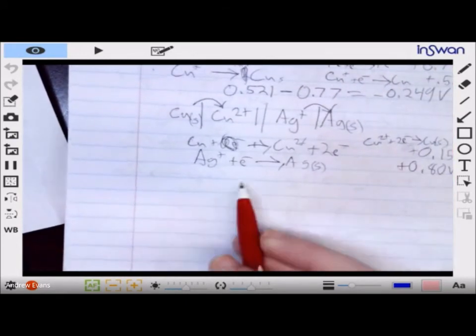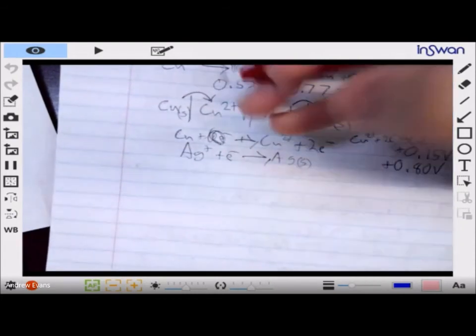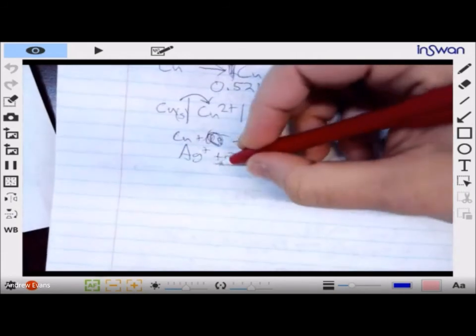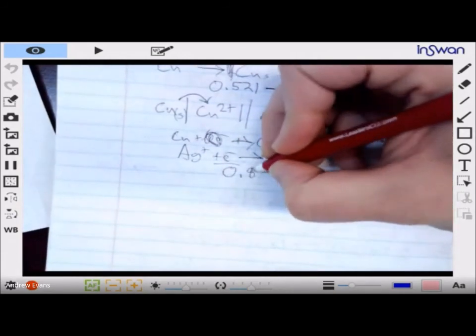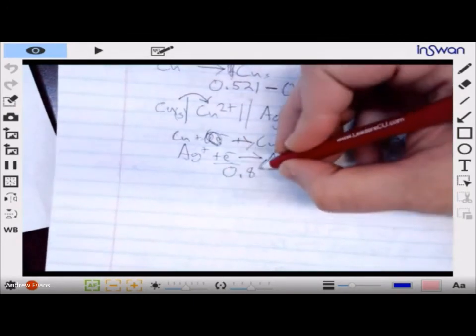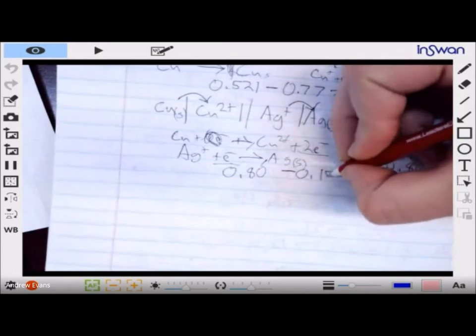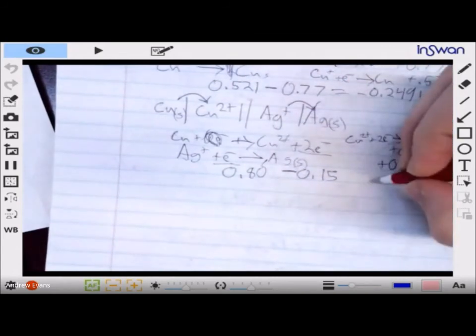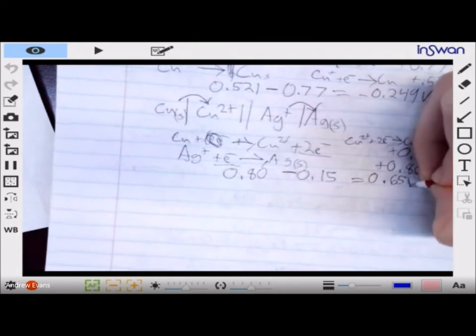Now, here's the beauty of this. These values are irrespective of the number of electrons transferred. We do not care that this is 1 electron and that is 2 electrons. We just say 0.8 minus 0.15, so you'd get 0.65 volts as your value.